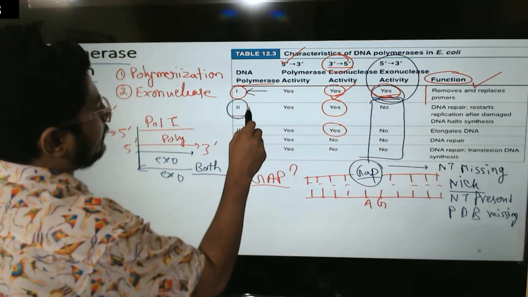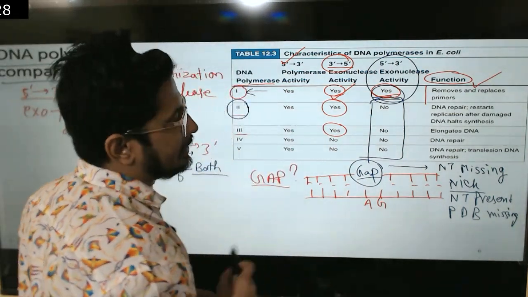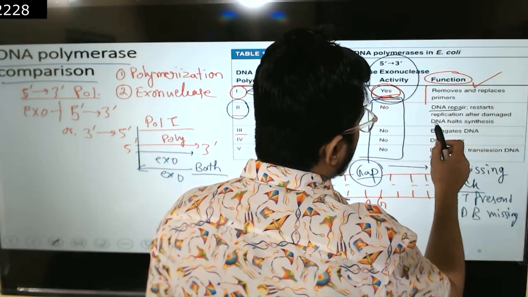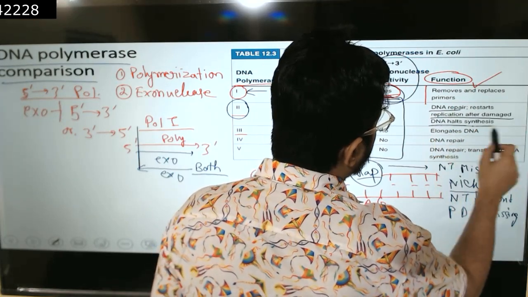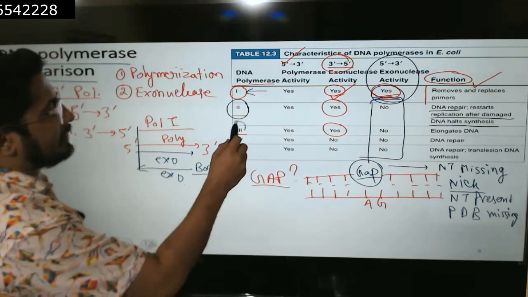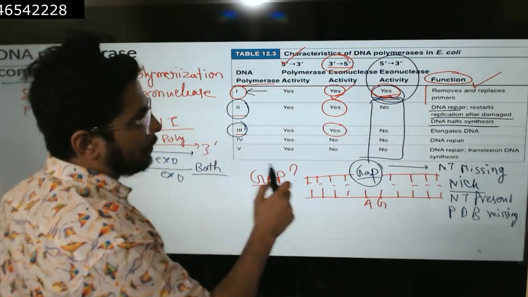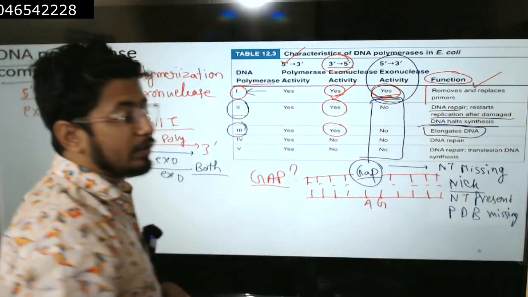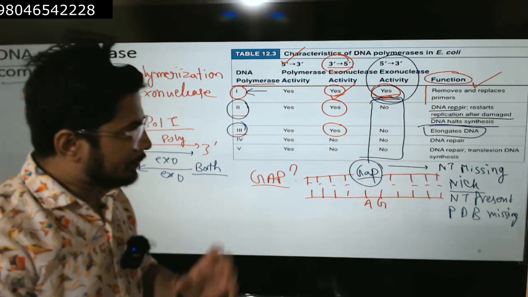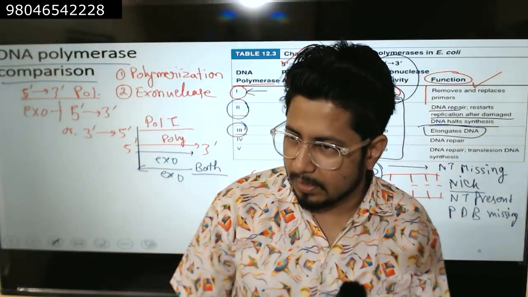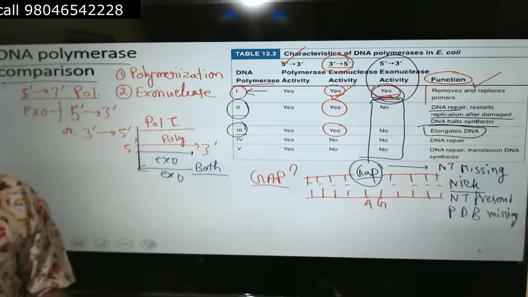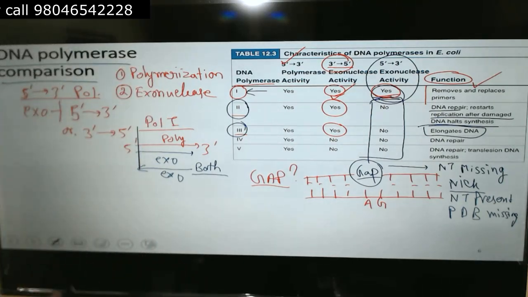So the function of polymerase 2. Polymerase 2 is involved in DNA repair and it restarts the replication after damaged DNA halts the synthesis process. And polymerase 3 is the actual polymerase required for elongation of the DNA, or the DNA replication process, in prokaryotes. So among the prokaryotic DNA polymerase types, DNA polymerase 3 is the predominant DNA polymerase for the process of replication.